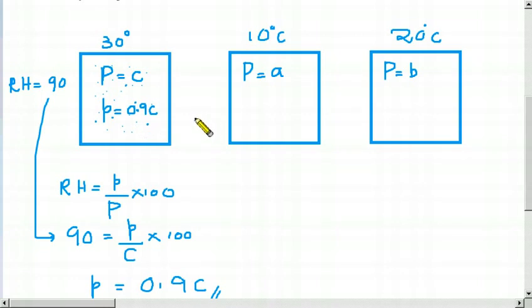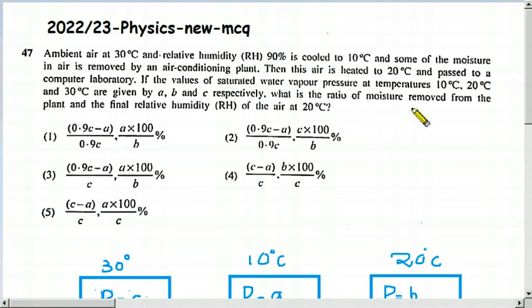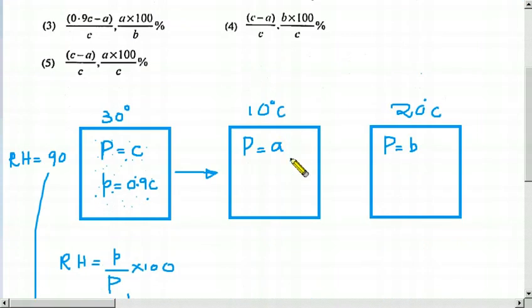So then what they did, they cooled this room down to 10 centigrade degrees. And also they say that a certain amount of moisture is removed. What is the ratio of moisture removed? The pressure, if it is given, using an air conditioner, some of the moisture in air is removed by an air conditioning plant. So before removing moisture, what do these types of air conditioning plants do?